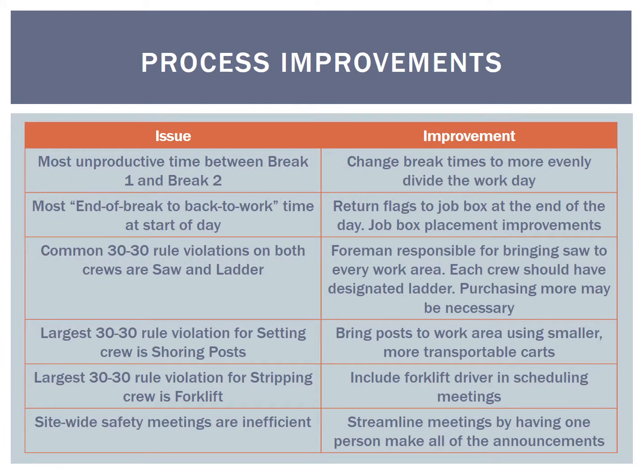This is a preliminary list of process improvement design alternatives based on various issues identified from the data analysis. To address the high level of unproductive time between break 1 and break 2, which is the shortest section of the day, break 2 could be pushed back to 12:30 in order to smooth out the workday. The unproductive time at the start of the day was often due to retrieving or setting up safety flags and going back and forth to the job box for forgotten tools.